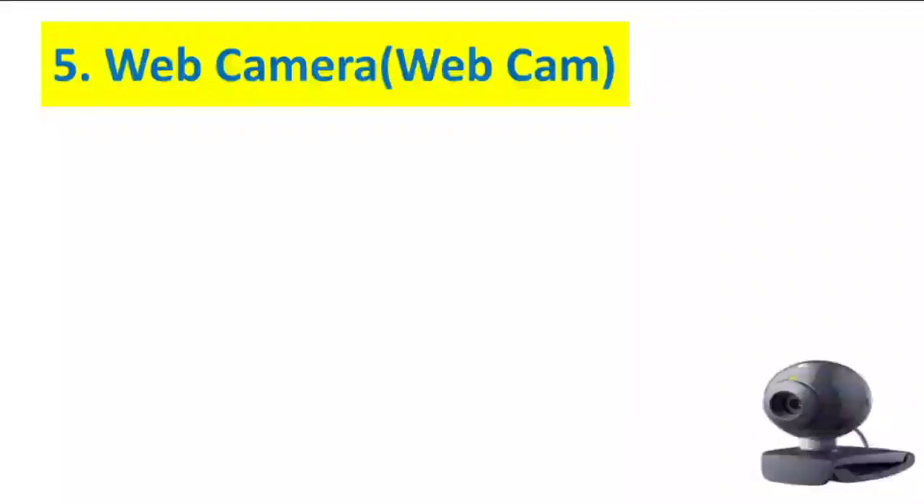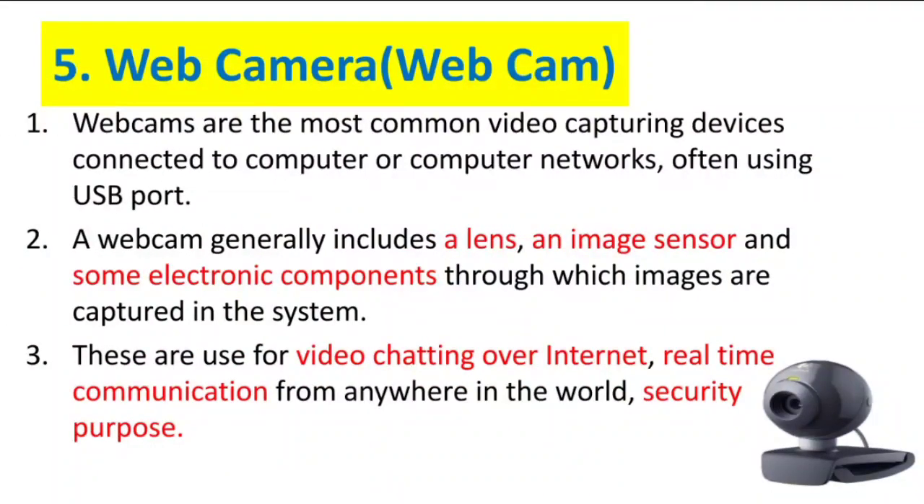Then you come to the webcam. Webcams are the most common video capturing devices connected to a computer or computer network, often using USB ports. Mostly webcams are connected to the USB port of the computer system, which is present in the system box. A webcam generally includes a lens, an image sensor, and some electronic components through which images can be captured in the system. So a question may come like: what components are present in a webcam? A lens, an image sensor, and electronic components.